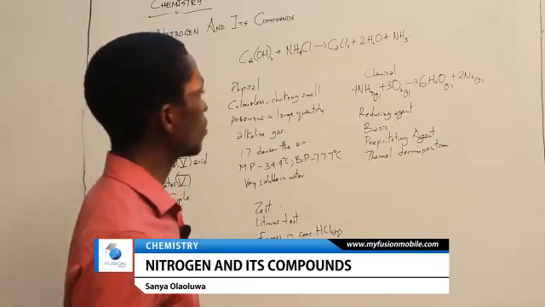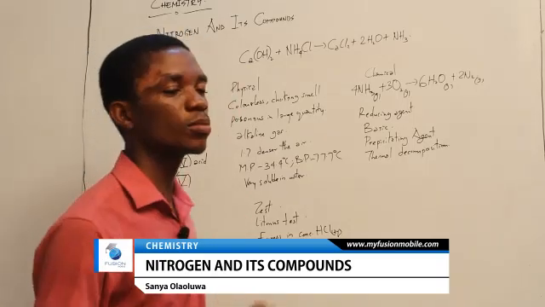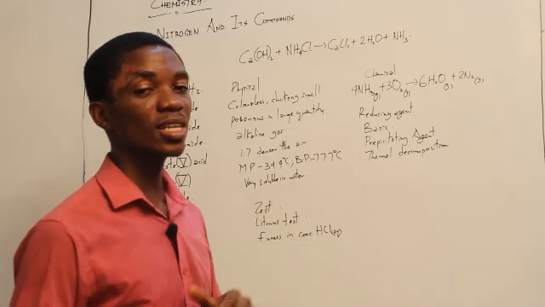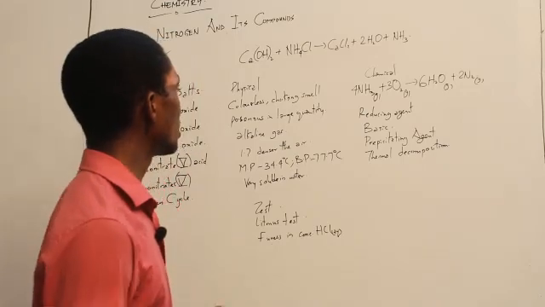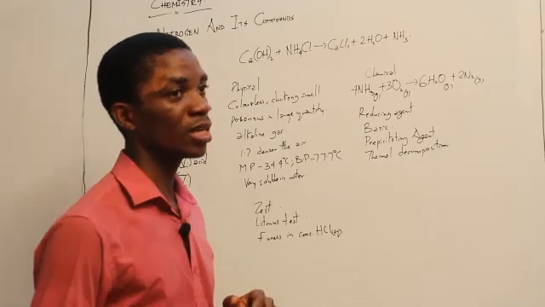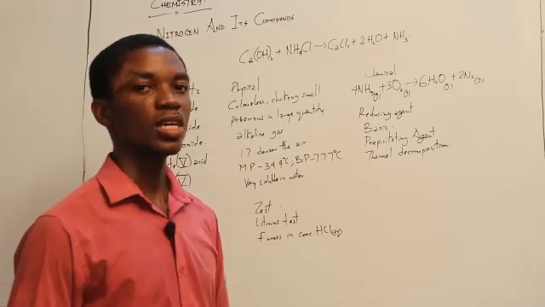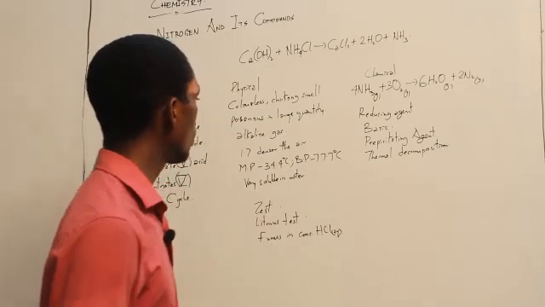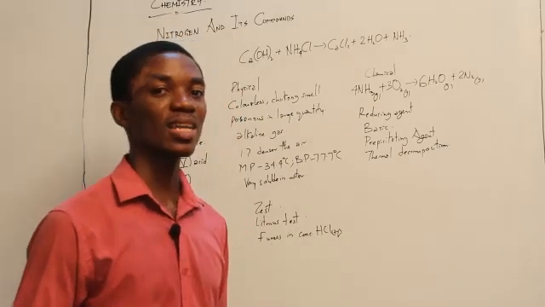Alright, what are some of the properties? When we look at the physical properties of ammonia, we'll find that it is a colorless gas with a choking smell. It is poisonous in large quantity. It is poisonous to the respiratory tract. Of course, it is an alkaline gas. Yes, it is alkaline. It behaves like a base.